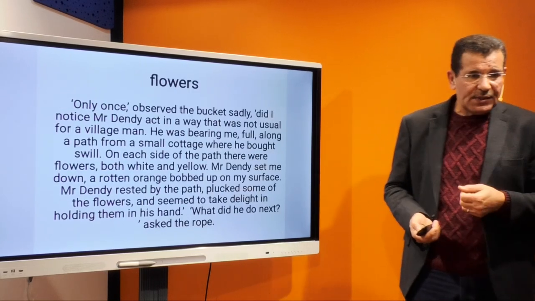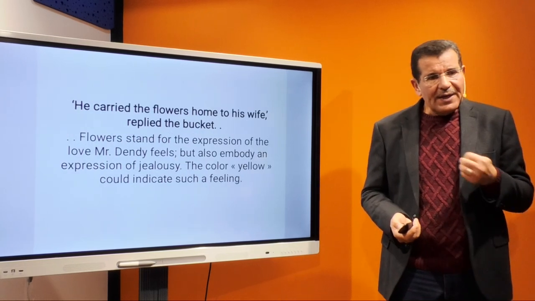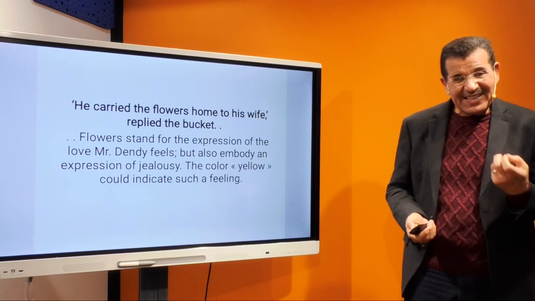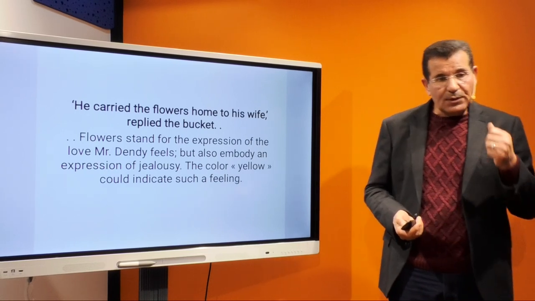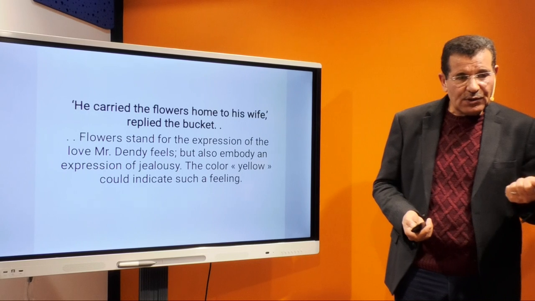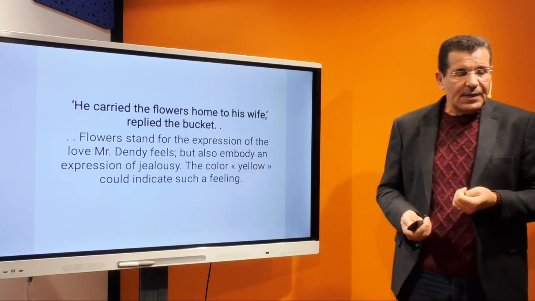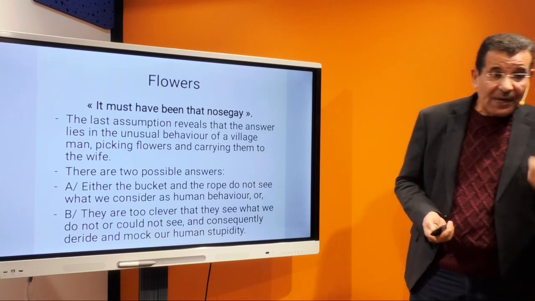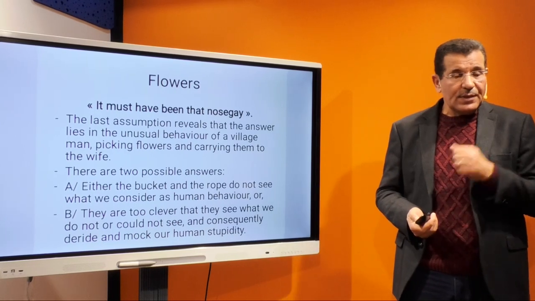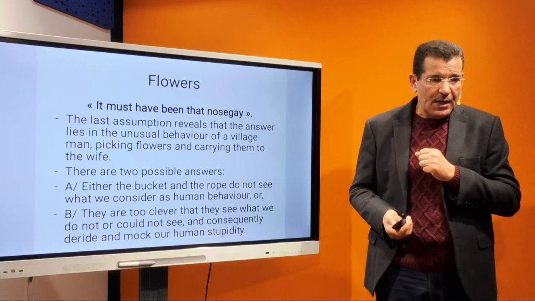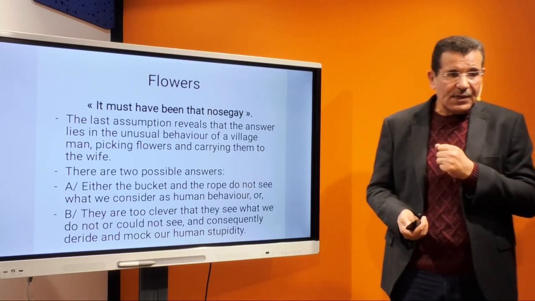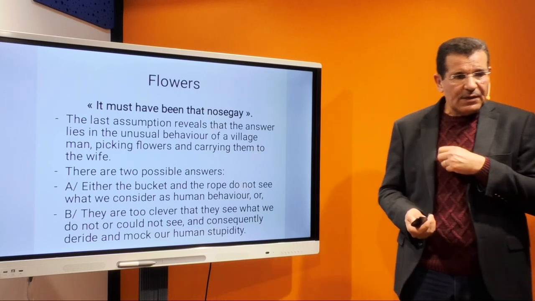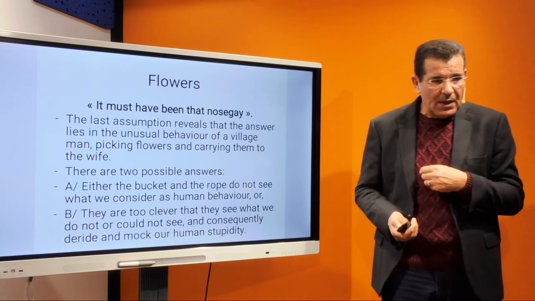Flowers, as we said here. He carried the flowers home to his wife, replied the bucket. And flowers stand for the expression of the love Mr. Dandy feels, but also embody an expression of jealousy. Probably, I say the color yellow could indicate such a feeling. Flowers, the last: it must have been that. This is the last sentence that we have in the story. It is the last assumption, and it reveals that the answer lies in the unusual behavior of a village man picking flowers and carrying them to his wife.